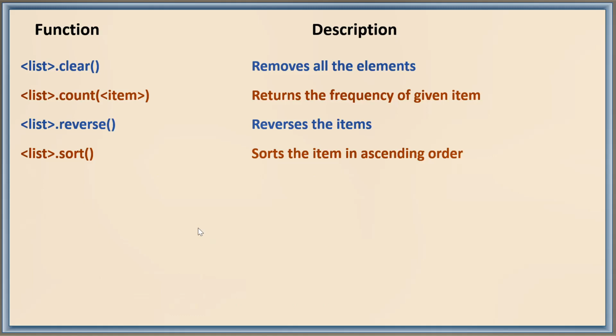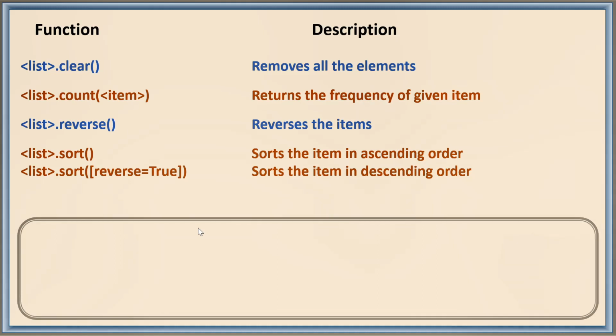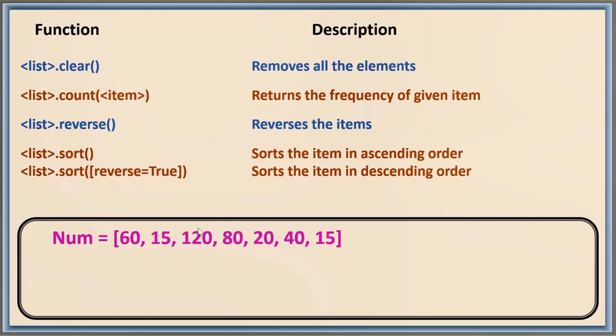If we want to sort the items in descending order, we can give the list.sort() with argument reverse is equal to True. So this is an optional one. So I have put it in the square bracket to show that. Now, for example, if we are having the same list here, I give num.sort(reverse=True). Now the biggest value will be in the beginning and the least value at the end.